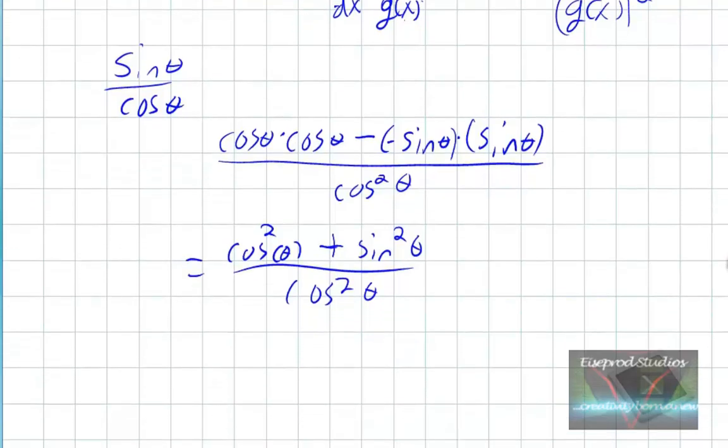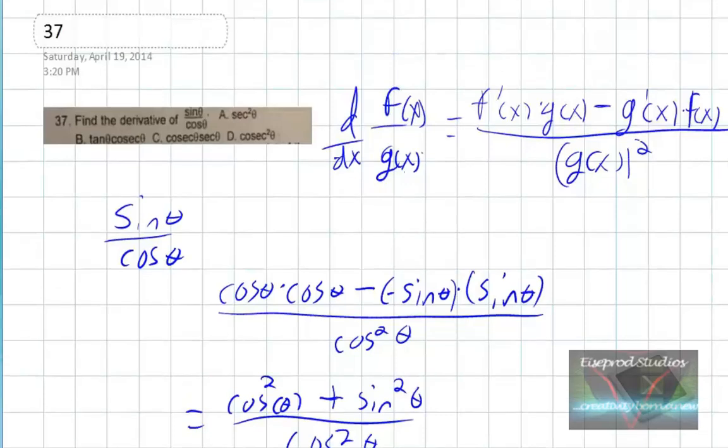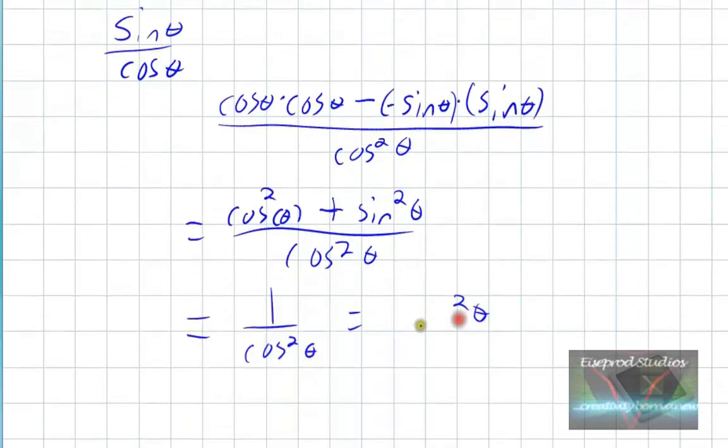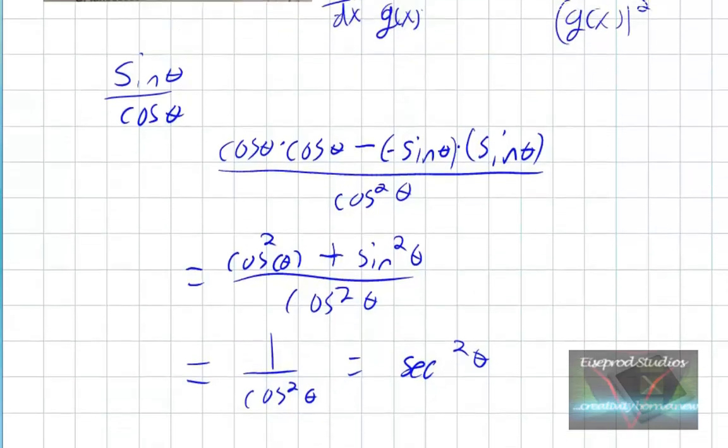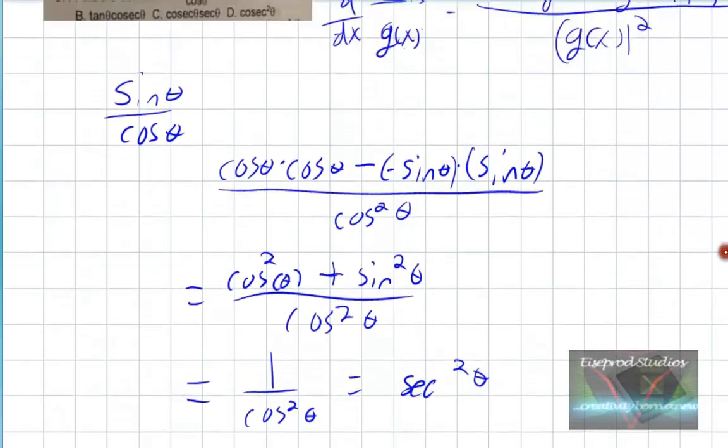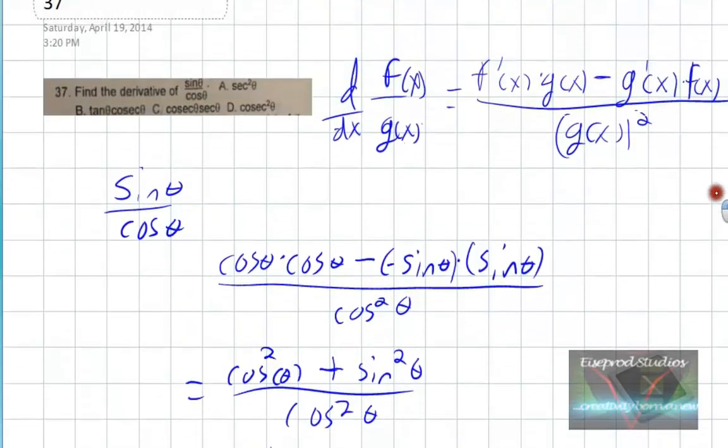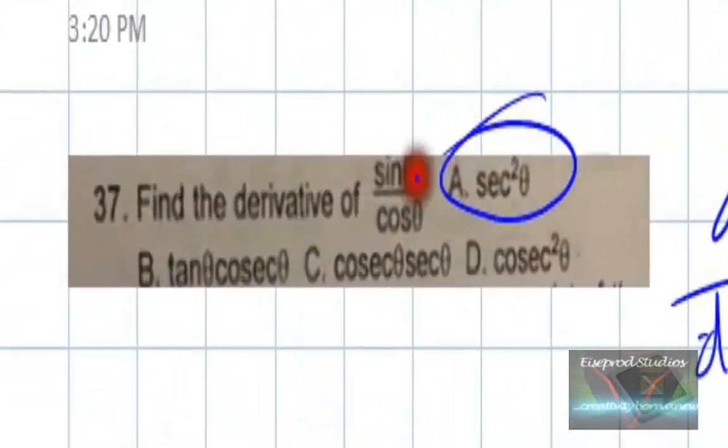Remember that cosine squared plus sine squared is equal to 1. And that's an important trig identity. So cosine squared plus sine squared is 1, which means that we have 1 over cosine squared, which is the same thing as saying secant squared. Sorry, I thought I said that. Secant squared. So you could arrive at the answer in more than one way, but I highly recommend learning what the derivative of tangent is so that you could arrive at the answer much faster.